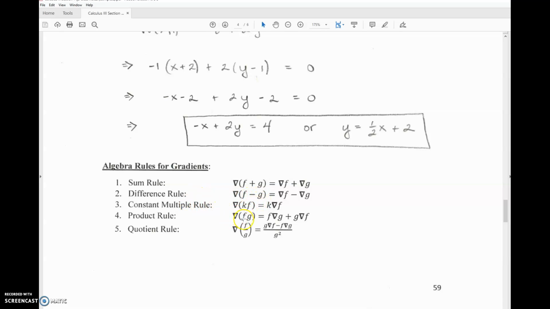The gradient of f times g, I use a product rule: f times the gradient of g plus g times the gradient of f. And for the gradient of f divided by g, I use the quotient rule. Low d high is g times the gradient of f, minus high d low is minus f times the gradient of g, divided by the bottom squared, so g squared. So the rules work the same for gradients as they do for regular derivatives.